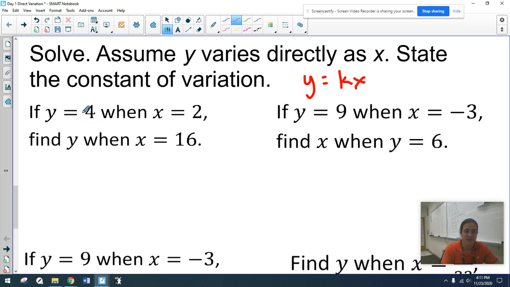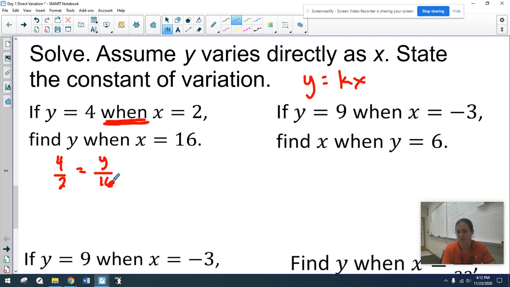So here's what it says. It says y equals 4 and x equals 2. So what I'm going to do is I'm going to make a fraction. So I'm going to put the y. The ones that say when, those are the ones that go on top of each other. So 4 and 2 go on top of each other. And then I'm going to keep the y's on top. Then I'm going to find y. I don't know what y is. And I'm going to keep the x's on the bottom.